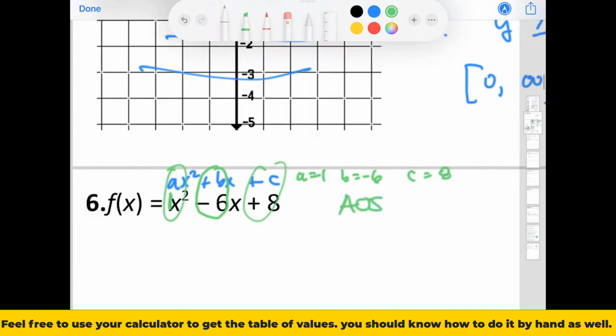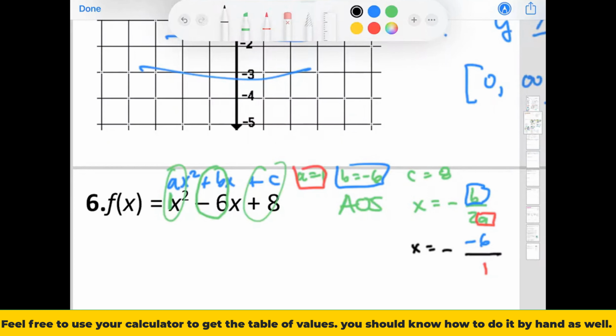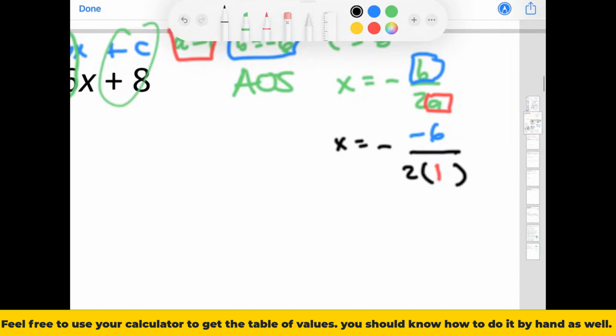Okay, axis of symmetry. X equals -b/2a. B is -6. A value is 1. Let's put in everything else. So x equals negative the fraction line and then the 2. So this will read -6 divided by 2 is -3. Opposite of -3 is +3.